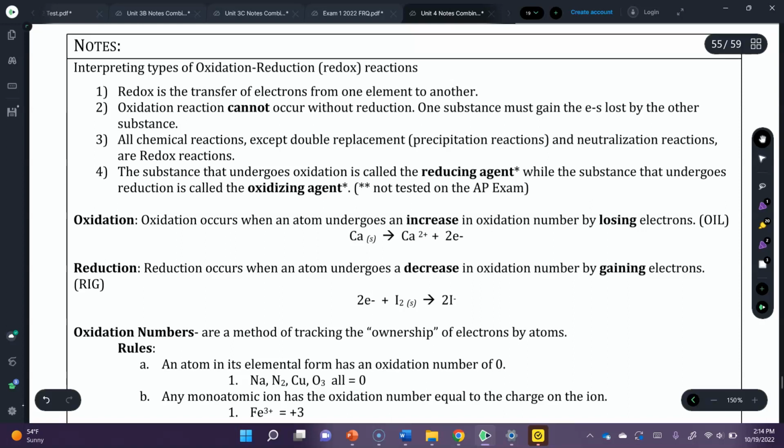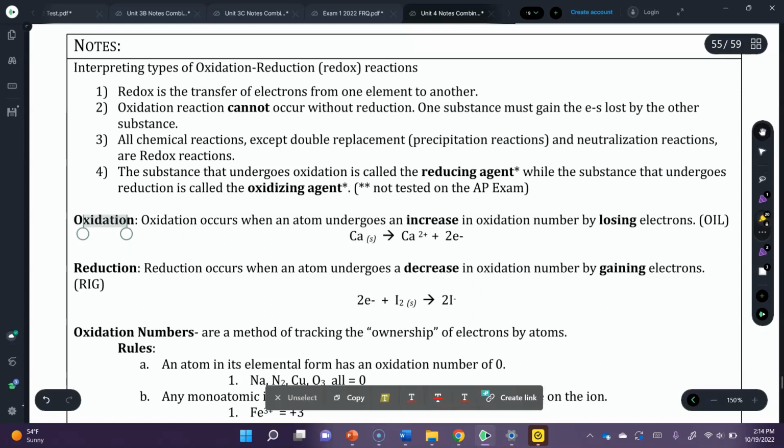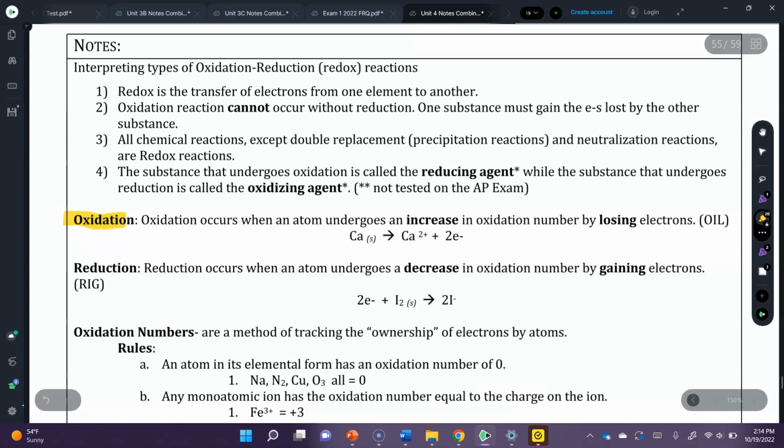Okay, so as some review, oxidation occurs when an atom undergoes an increase in oxidation number, and this is caused by losing electrons. We said that was LEO. Loss of electrons is oxidation. Another mnemonic to remember that is OIL RIG, because oxidation reduction reactions are slippery.